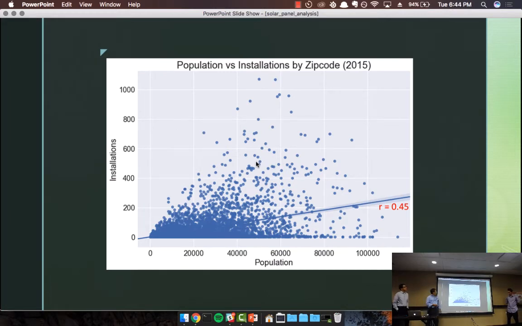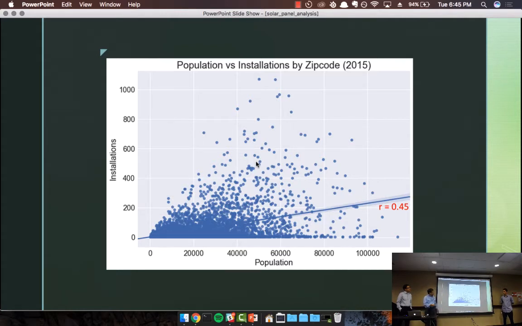So yeah, continuing, we look at the 3 factors that might affect people's decision to install solar panels. The first is the community population. The second is the median age, and also the household income. So this is the data for the population versus installations. You can see we did the linear regression, and the correlation coefficient R is 0.45, suggesting a weak positive correlation between the population and the installations.